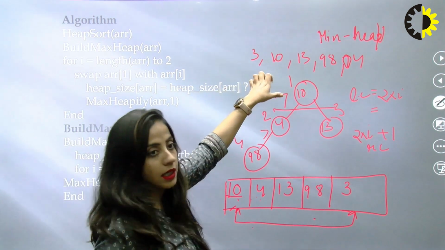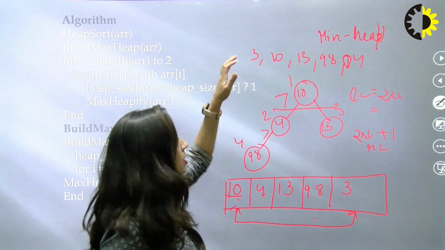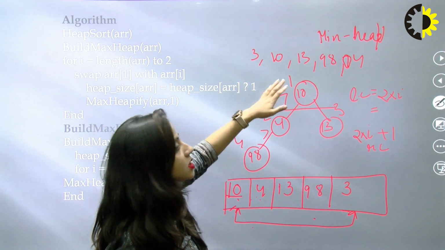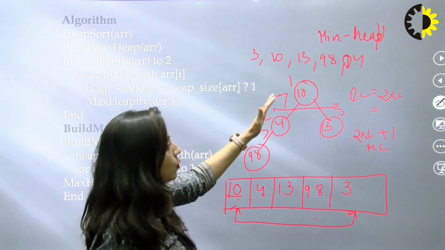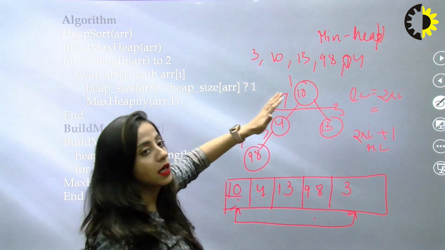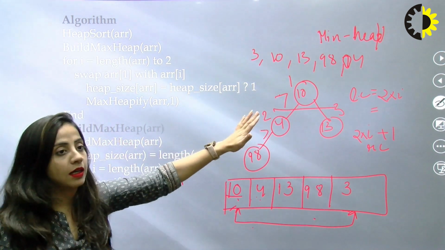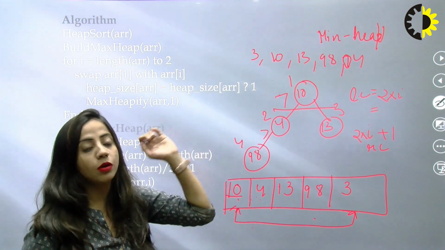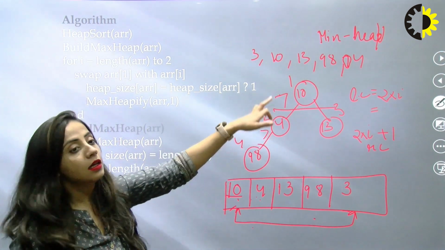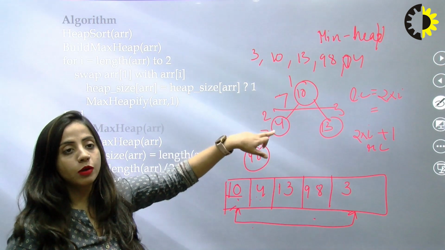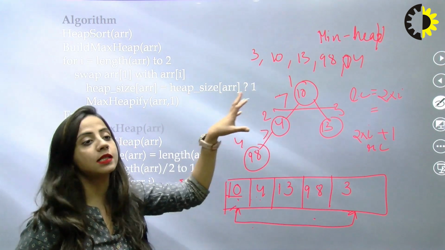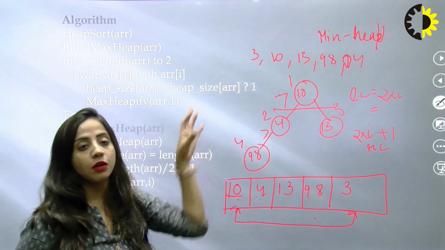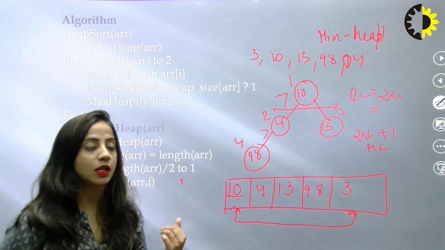See, 10 is our parent node. Now, its children nodes are 4 and 13. First compare the left child. Is the left child smaller than or greater than the parent node? This is not in min heap form, because what does the min heap property say? It says that the parent node should always be smaller than the child node.